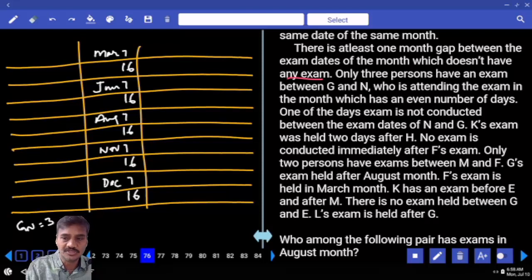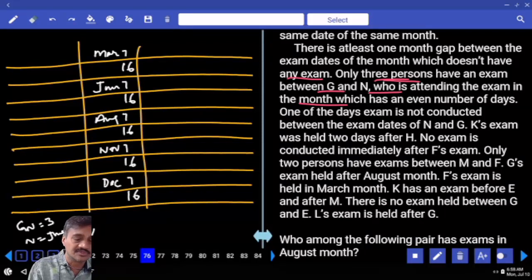Clear? Then only 3 persons have exam between G and N, because he is talking about a person rather than the dates. And N is attending the exam in the month which has even number days. Now N is attending in the month which has even number days. N can be either in the month of June or in the month of November, isn't it? And so many possible days? 4 possible days. Now in each of these months there are 2 different dates. Then N, who is attending the exam which has even number of days, one of that exam is not conducted between N and Z. Now in between N and Z, one of the examination is not being conducted, isn't it? That means how many dates in between these two?